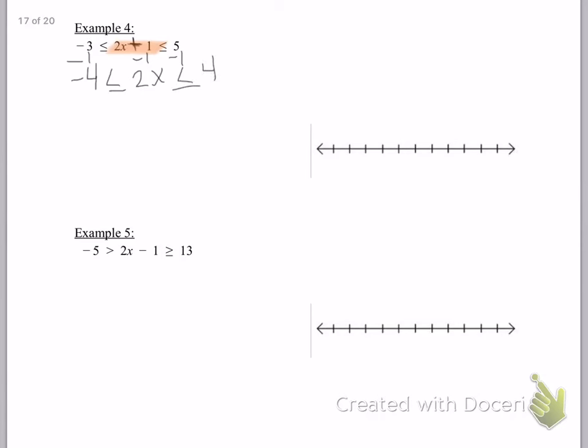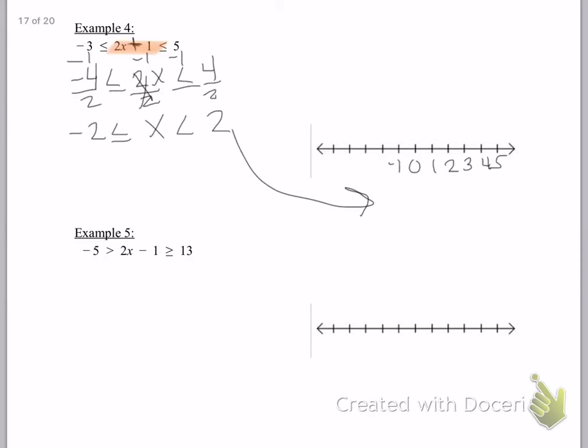So we still need to isolate our variable. So divide each side by 2. These will cancel out. So we have negative 2, x, and then 2. So there's our answer. Now let's go ahead and take it to the number line. So we got 0, 1, 2, 3, 4, 5. And on the other side, we've got -1, -2, -3, -4, -5.